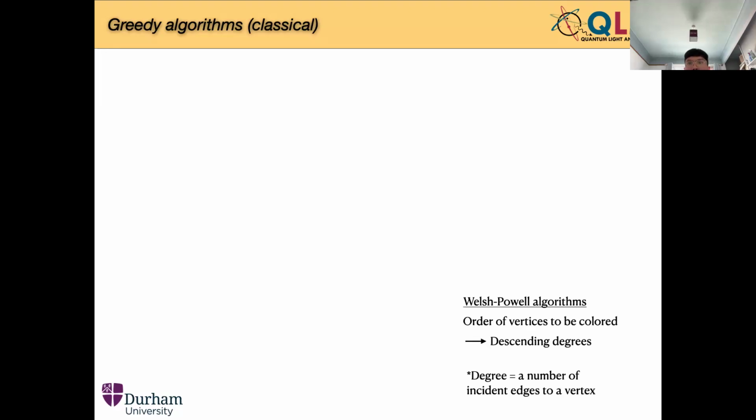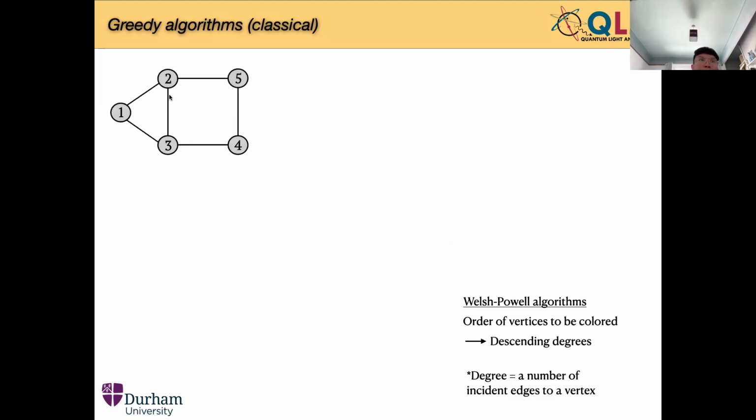The very famous greedy algorithm is the Welch-Powell algorithm, which chooses the order of the vertices from the highest degree to the lowest degree. So you can see the order here is in descending degrees. The degree that I mentioned is just the number of incident edges of a vertex.